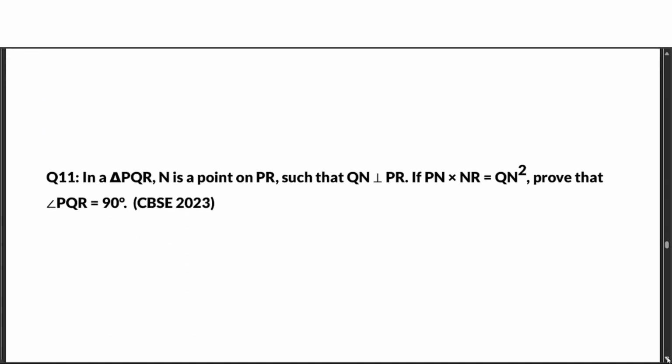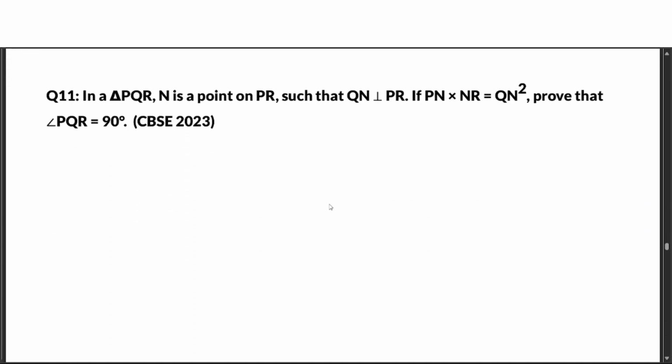Now coming to the next question, the 11th question. It is saying, in a triangle PQR, N is a point on PR such that QN is perpendicular to PR, and PN times NR is equal to QN square.